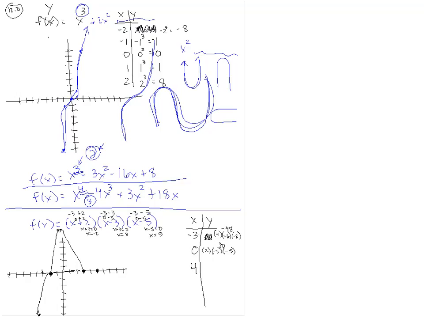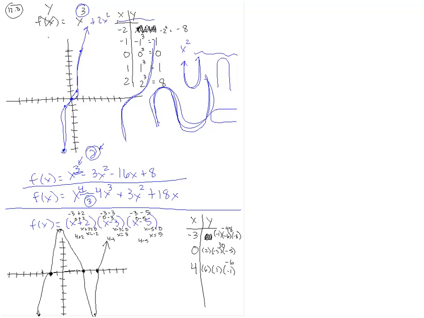And then what is it doing at positive 4? Okay, well that's 4 plus 2, 4 minus 3, and 4 minus 5. So that's 6 times 1 times negative 1. That's negative 6. So it goes down to here, and then it comes back up and it keeps going that way.